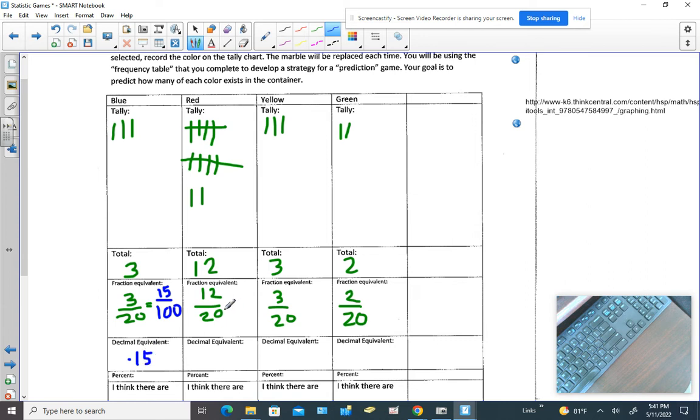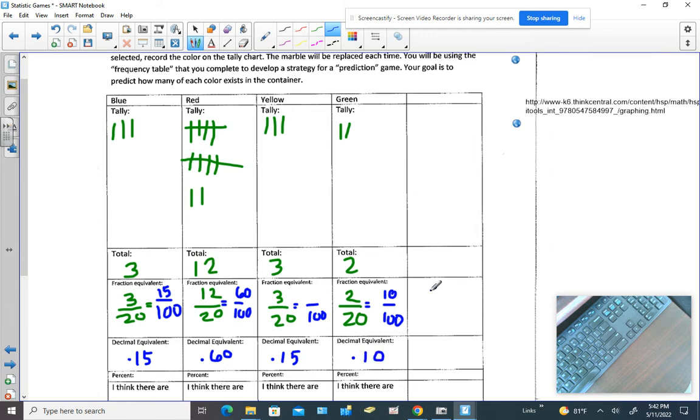All right, here if we convert this to 100, 20 times 5 equals 100. 12 times 5 would be 60, and 60 100ths would look like this. This out of 100 would be times 5 to get that. This times 5 would be 15. And then again, out of 100 times 5 times 5, this would be 10. 10 100ths would look like this.